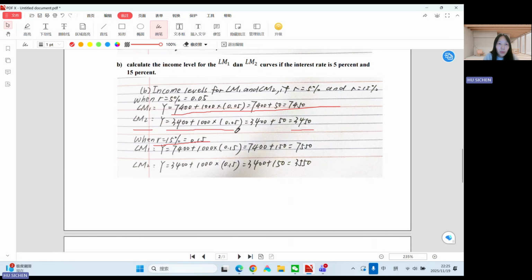Then when R equals 15%, which is 0.15, substituting into LM1, we get Y equals 7,400 plus 1,000 times 0.15. The final answer is 7,550. Then for LM2, we get this equation, and the final answer is 3,550. Okay, that's all for my part.